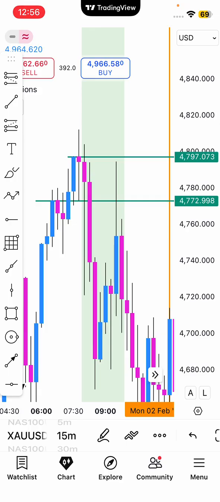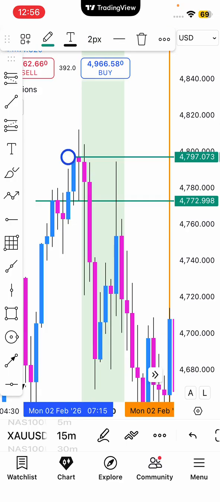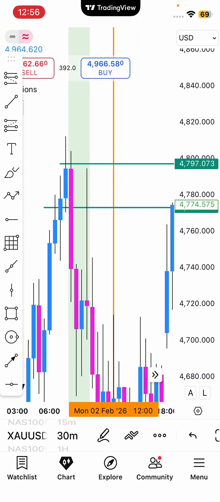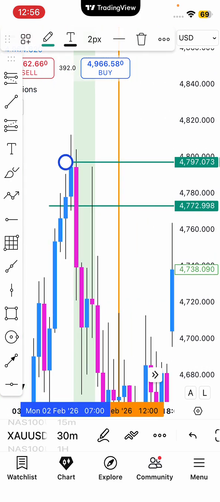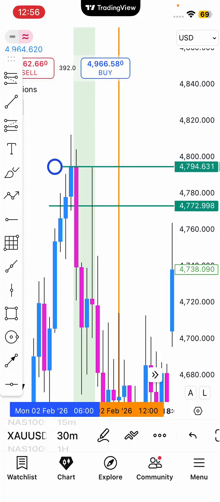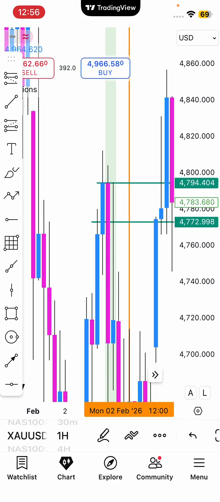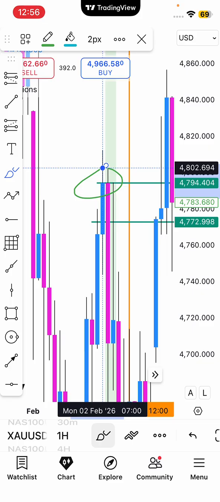So this is the 15-minute apex right here. So I go up, and you can see the price is right here for the apex, right? So that's on the 30. Now I go to the 1 hour, and you can see it's the exact same level, right? It overlaps. So that's what I'm talking about.